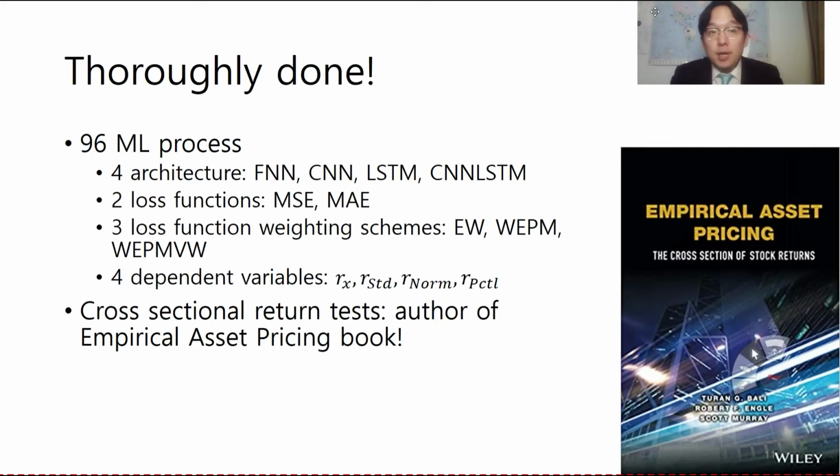Thoroughly done, great. Machine learning, 96 specifications. It's a combination, or multiplication, of the following: four architectures like FNN, feed-forward neural network, convolutional neural network, LSTM, long short-term memory, and then a combination of these two. Two loss functions, mean squared error and mean absolute error, that's L2 and L1. Three loss function weighting schemes, equal weighted and things like that. Four dependent variables, that's return, excess return, and so on.